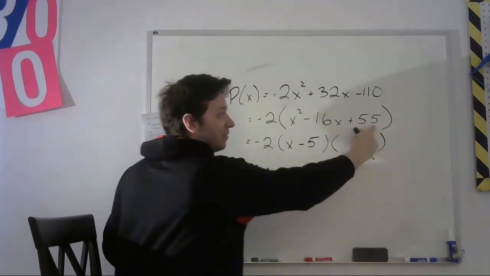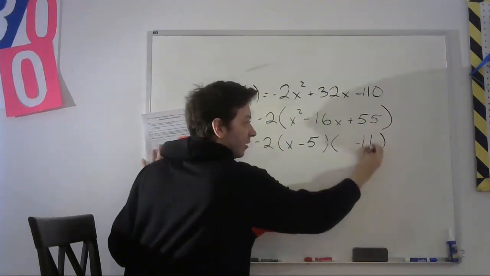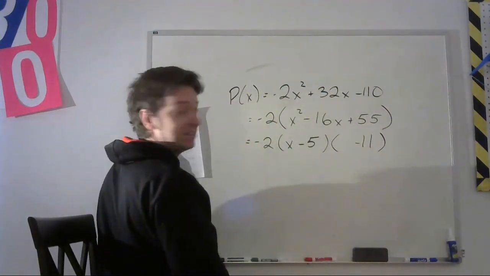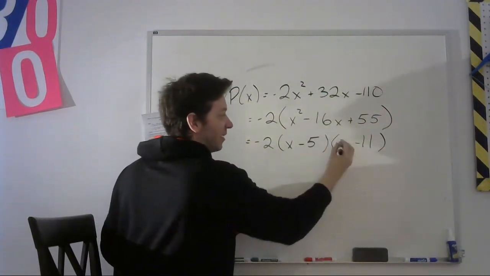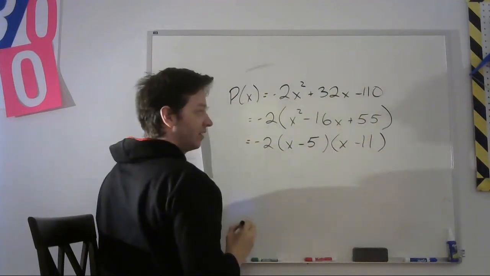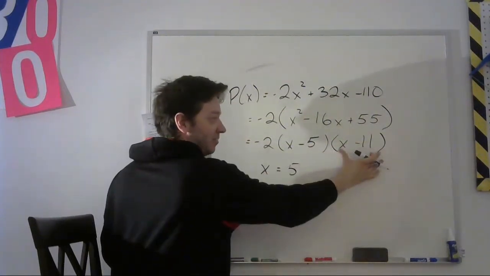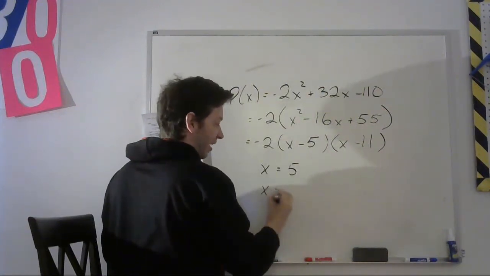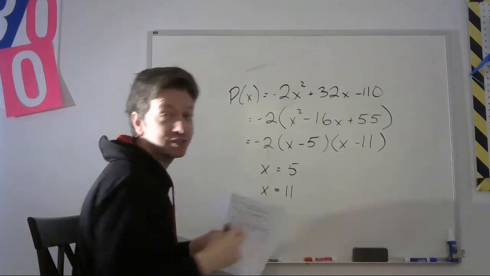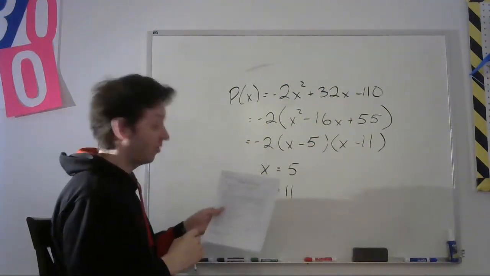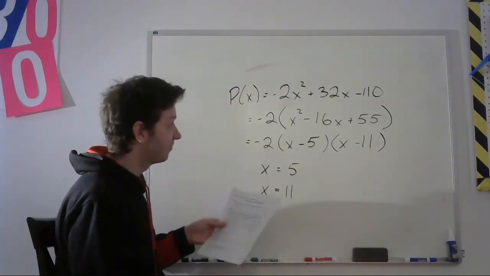5 times what gives you 55? Well, negative 11. Do those numbers add to minus 16? Yeah, minus 5 plus minus 11 give you minus 16. Right, so x can be 5, but looking at this bracket, x can also be 11. And if you continue down your table of values in the first method, once you got to x equals 11, you would get 0 as well.